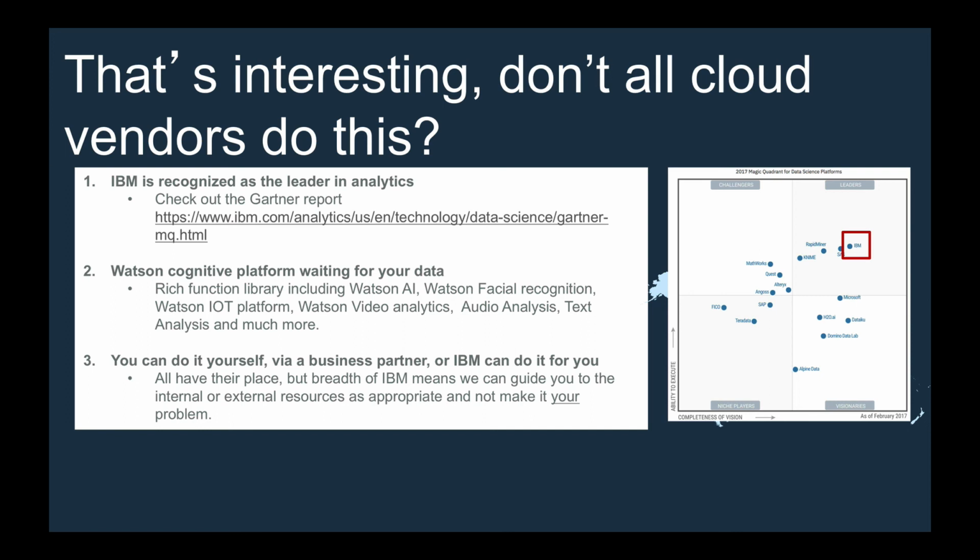So why IBM? Well, this one's actually pretty easy. IBM is the leader in analytics. Watson is also recognized as the cognitive and AI platform. There are a number of really cool library functions. There's Watson AI, Watson facial recognition, Watson IoT platform, video analytics, audio and text analysis. There is a Redbook that is published. If you have a look, there are some examples where we've integrated IBM Cloud Object Storage with Watson. Very, very cool.